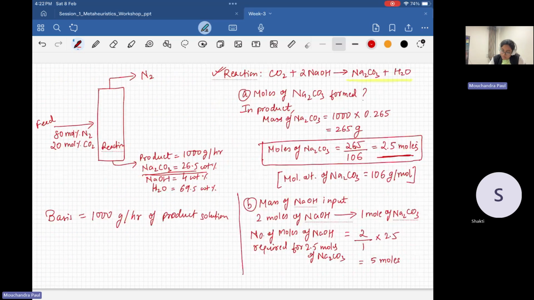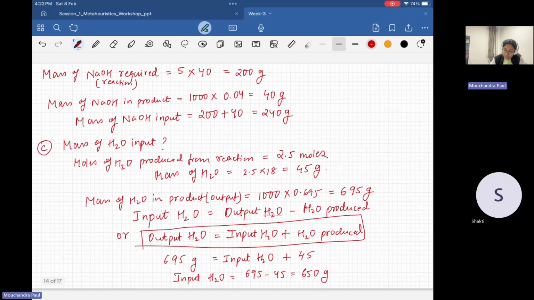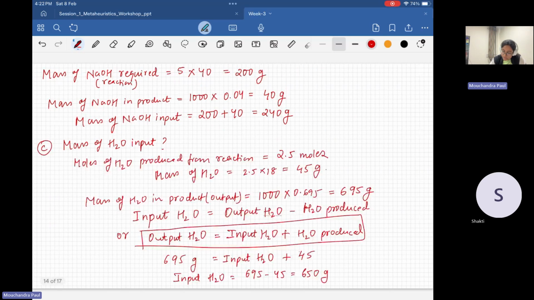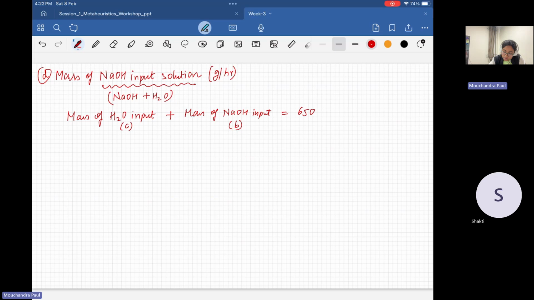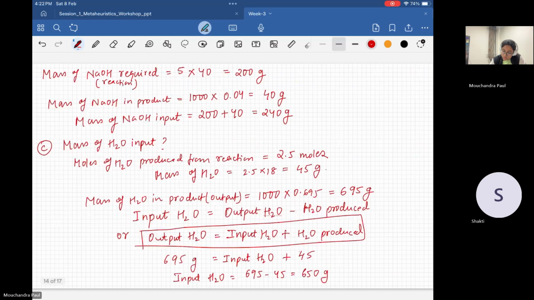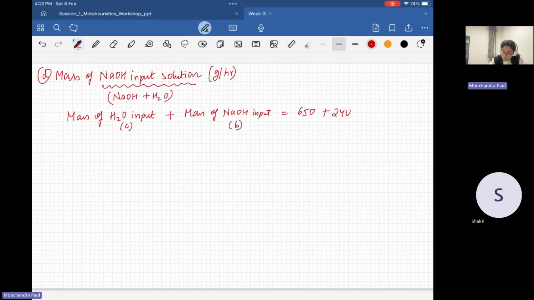Did we calculate? Yes. We also calculated the mass of NOH input in part B. This is part C. Mass of NOH input is coming from part B. So if we simply add these two values, 650 plus 240, we'll get 890 grams per hour. Okay, so this is the value for part D.